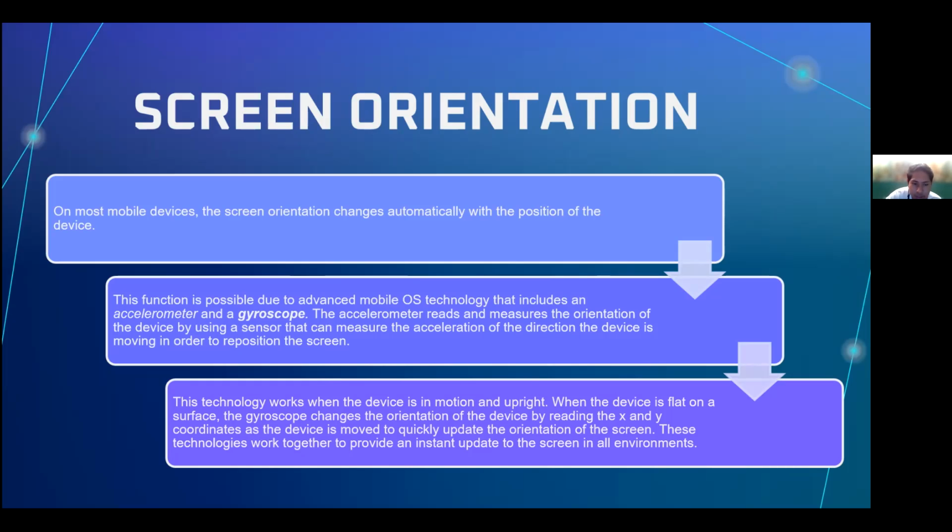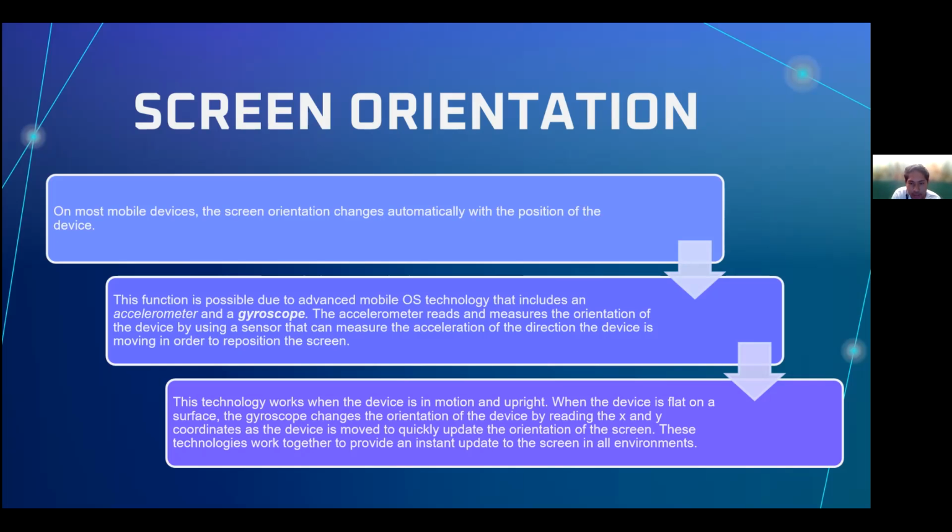Screen orientation. On most mobile devices, the screen orientation changes automatically with the position of the device. This function is possible due to advanced mobile OS technology that includes an accelerometer and gyroscope.